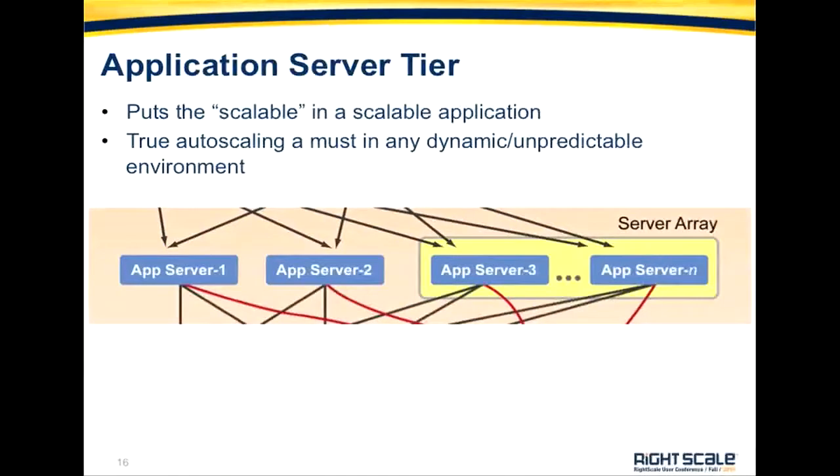The app server tier, as we said in the reference diagram, that puts the scalable in your scalable app, right? This is where the rubber hits the road as far as scaling goes. And you really do need auto-scaling in any dynamic environment, right? If you don't know the kind of traffic you're going to see, you're going to have that under-provision, over-provision problem that we talked about earlier, okay? So we're going to delve into this app server tier and the server array in particular, okay?